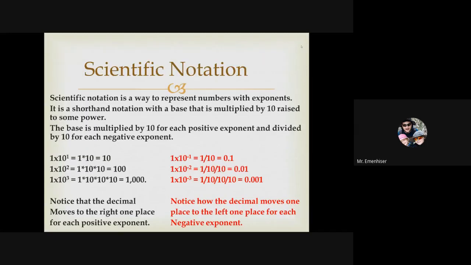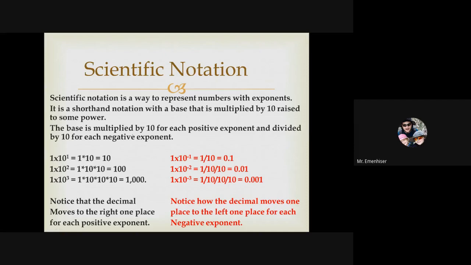Okay, scientific notation. Some students are getting this, some students aren't, and I think they're tired of hearing it, right? And I'm kind of tired of talking about it as well, but it takes a little bit before we get used to it. But it is a very powerful skill that's going to be used pretty heavily in the class. And so we've got to be able to get scientific notation. So scientific notation is a way to represent numbers with exponents. It is a shorthand notation with a base that is multiplied by 10 raised to some power. The base is multiplied by 10 for each positive exponent and divided by 10 for each negative exponent.